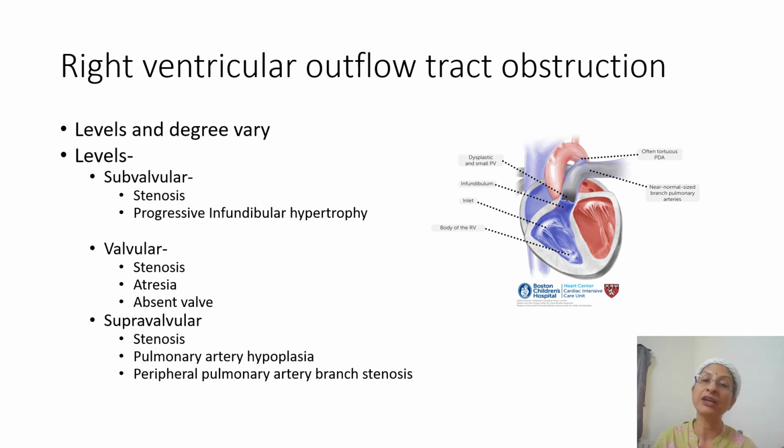In absent valve, the pulmonary trunk is just arising on top of the infundibulum and there is no interposed valve. Now, what is the problem due to this? All the output of the right ventricle is flooding, uninterrupted by the valve, into the pulmonary vascular bed. Supravalvular level of right ventricular outflow tract obstruction may occur because of stenosis of the pulmonary trunk. There may be hypoplasia of the artery. There may be atresia of the artery sometimes, or there may be a peripheral pulmonary artery branch stenosis.